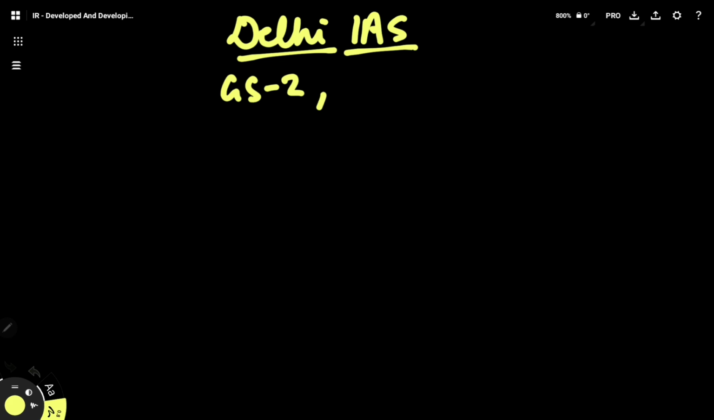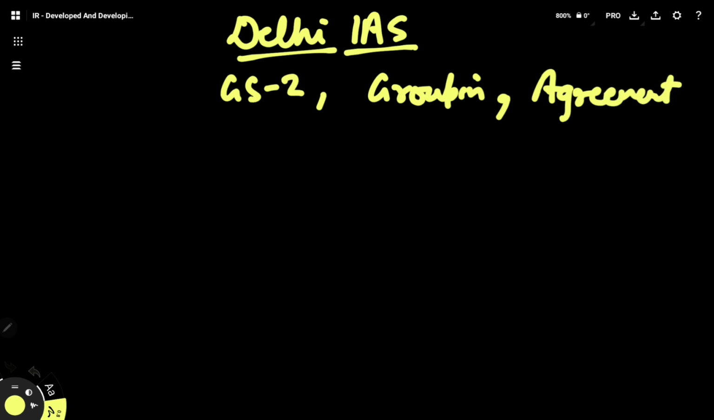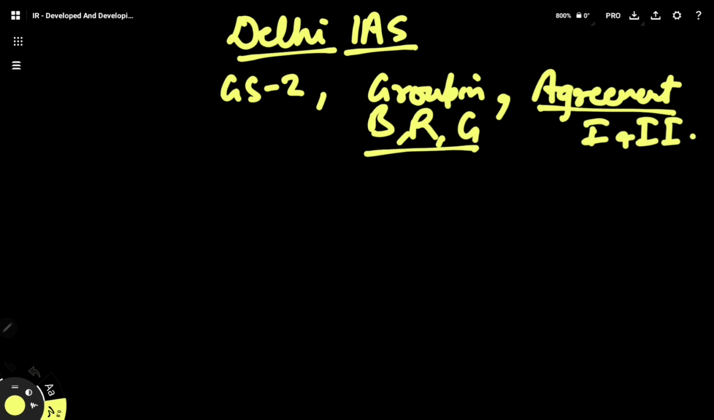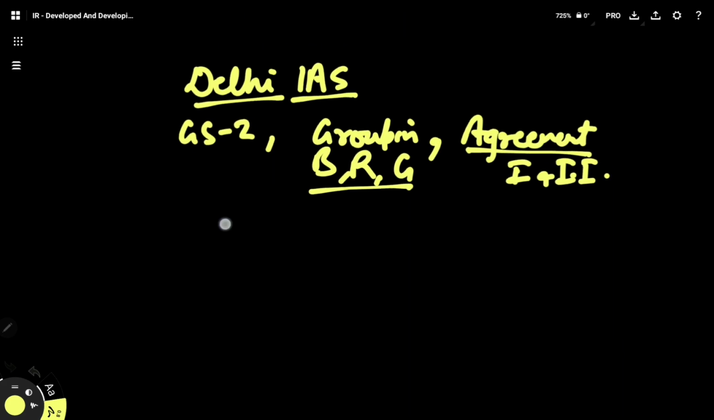GS2 का, ग्रुपिंग एंड एग्रीमेंट। So basically its full name is Bilateral, Regional and Global Grouping and Agreement involving India and affecting India's interest. Okay, so let us start.